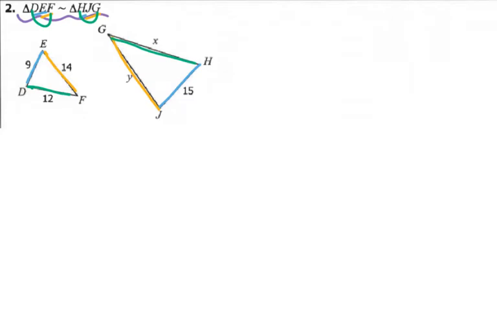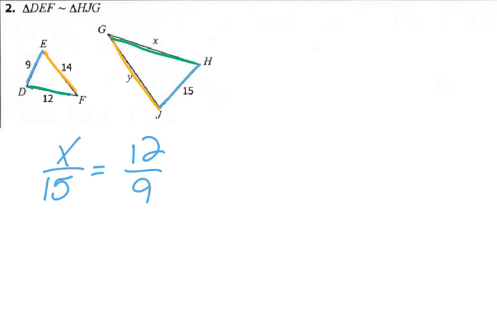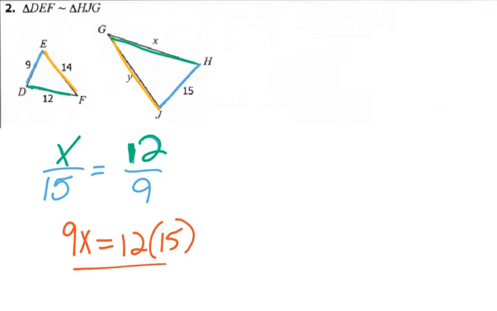You can start with either variable. I'm starting with x. I'm going to set x over 15 and set that equal to 12 over 9. We want to make sure we chose the sides that corresponded. x is in green and 12 is in green. And notice both these values are in the numerator. They're at the top of this fraction. And the 15 and the 9 are both in blue. Now, cross product property, we multiply 9 times x and set that equal to 12 times 15. So go ahead and finish this one up.